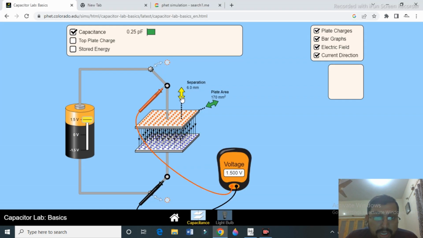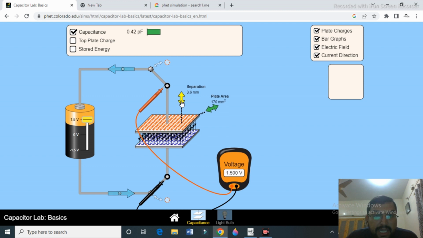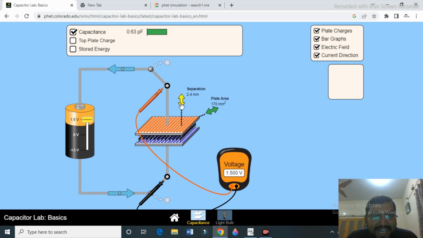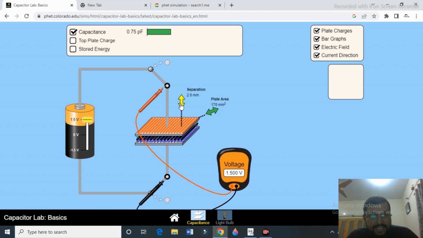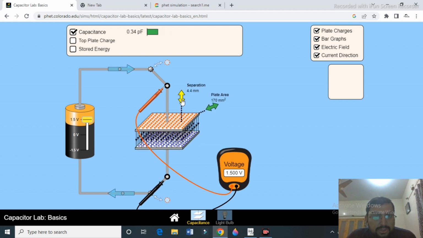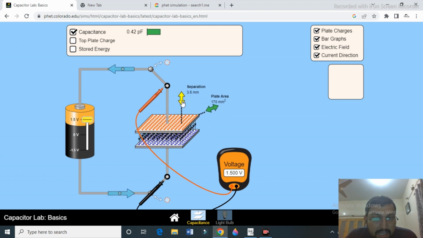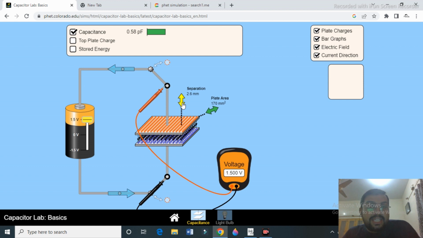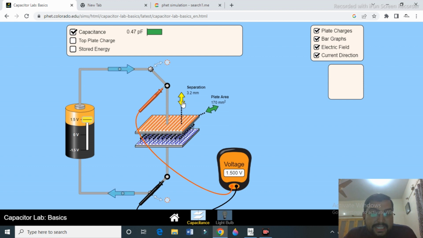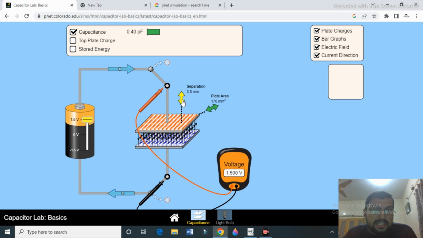So now let's do it. As I am decreasing the separation, the capacitance is increasing. Separation is decreasing, but capacitance is increasing. Now let's see this. If I am increasing the separation, the capacitance is decreasing. One variable is increasing and one variable is decreasing. Now let's see. I am decreasing the separation and the capacitance is increasing. And when I am increasing the separation, the capacitance is decreasing.